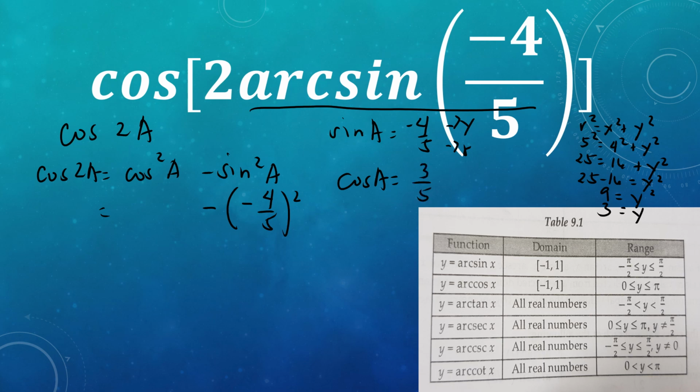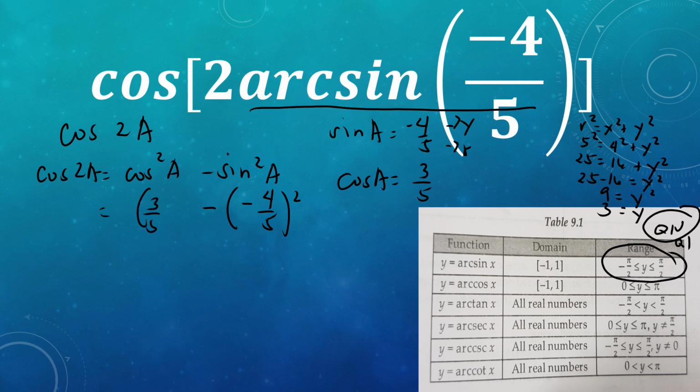Now, we're going to look. Sine A is equal to negative 4 over 5. As we can see on the value of the range of arcsine, the range falls in quadrant 4 and quadrant 1. Since sine is negative, and sine is positive in quadrant 1, therefore, it falls in quadrant 4. So, if the angle measure falls in quadrant 4, cosine is positive in quadrant 4. Therefore, cos A is equal to positive 3 over 5.